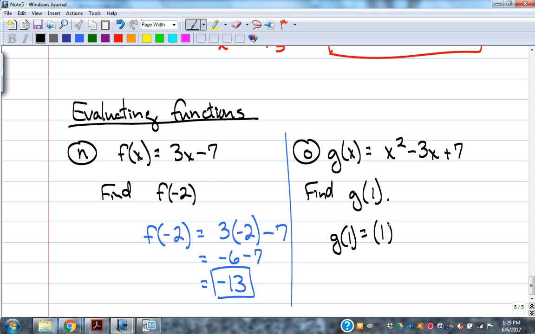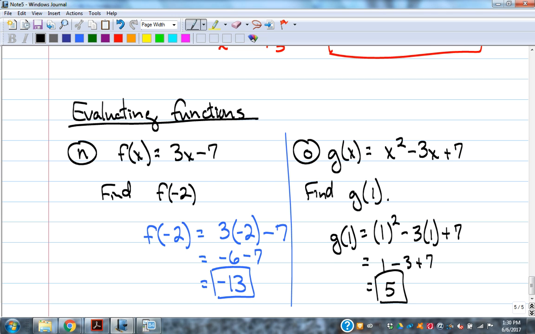In the place of every x is where you put it, and just work it out. 1 minus 3 plus 7 would be 5. So evaluating functions, function values, is also what that's called.